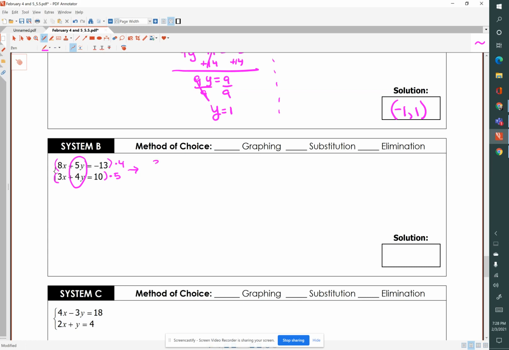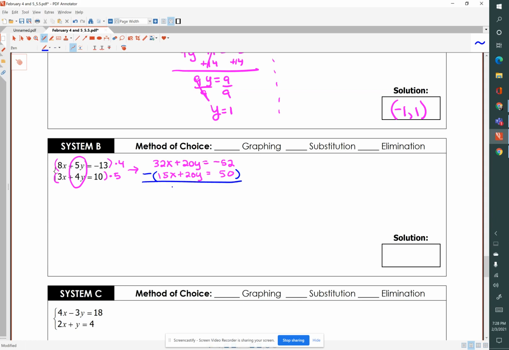So 8 times 4 is 32x. 4 times 5 is 20, so plus 20y equals negative 13 times 4, which is negative 52. And the second equation, 5 times 3 will be 15x. 5 times 4 is 20, so plus 20y equals 5 times 10, which will be 50. And then I'm going to go ahead and subtract the second equation from the first.